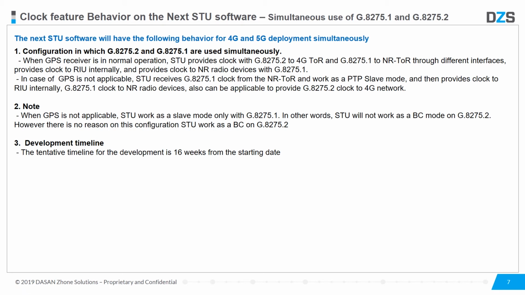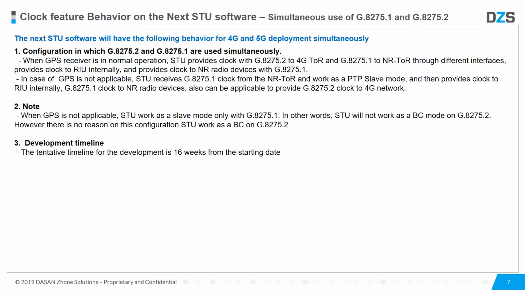Number 1. G.8275.2 and G.8275.1 to be used at the same time. When GPS is in normal operation, STU provides clock through other interfaces of G.8275.2 for 4G TOR and NR-TOR for G.8275.1. Internally provides clock to RIU and clock to NR wireless device with G.8275.1 provide.